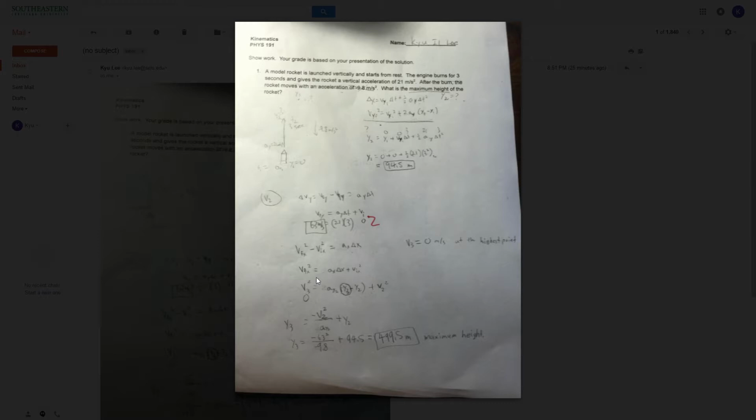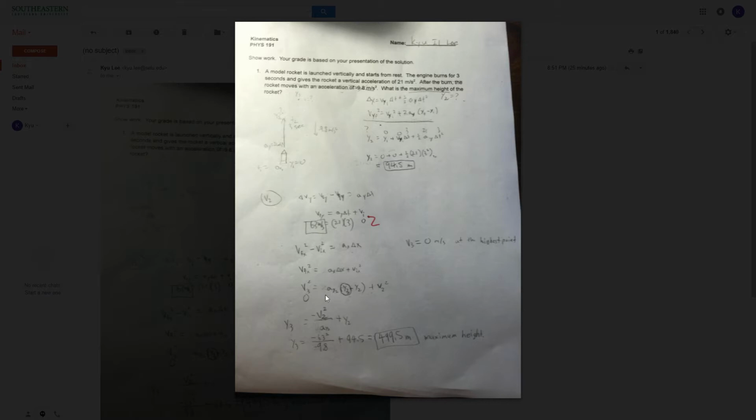And when you replace them with the y components, it becomes v3 squared equals the acceleration of y2, because it is not the y1 acceleration, which is 21 meters per second squared. It is now negative 9.8 meters per second squared. Then times delta y, which is y3 minus y2, then plus the v2 squared.